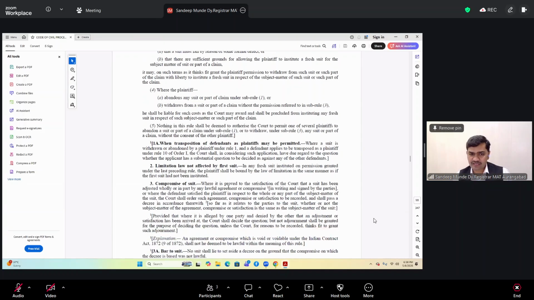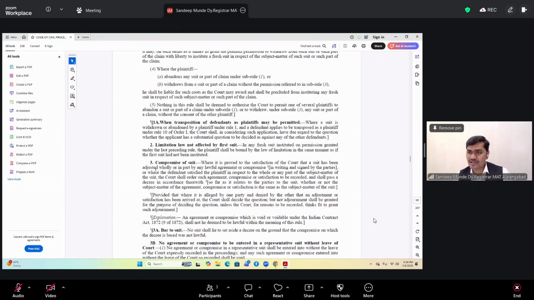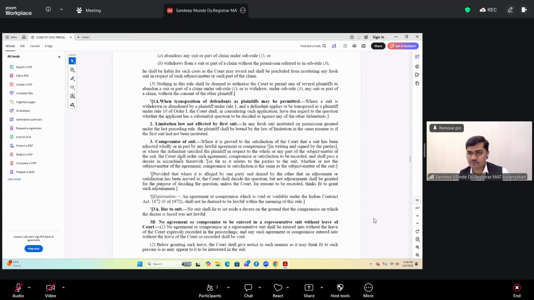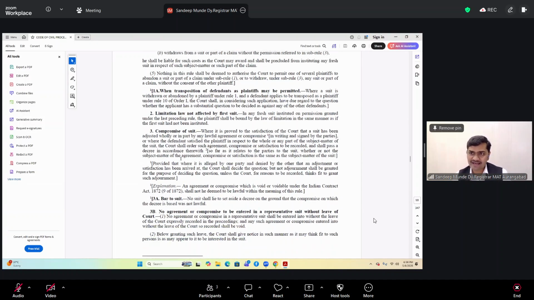Limitation law not affected by the first suit. The same provisions will be applicable for the compromise of the suit, but once the suit has been compromised, it cannot be challenged before the court of law. 3A again creates the bar to suit. No suit shall lie to set aside a decree on the ground that the compromise on which the decree is based was not lawful. Once you agreed that the suit may be compromised and the court passes the decree, that decree is not appealable, as well as no fresh suit will lie for setting aside that decree.